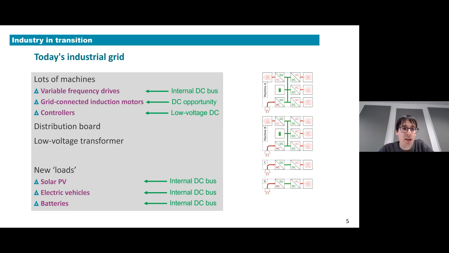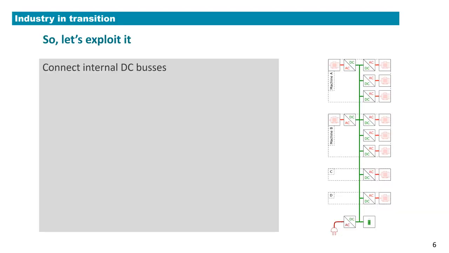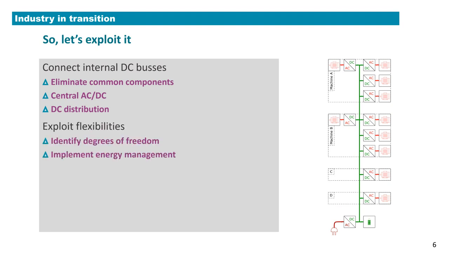And I think you already see the commonalities here, and now have a close look at the picture on the right. Doesn't it make more sense then to just hook up all these devices to a common DC bus? And that's what we try to do. So connect all the internal DC buses, and that eliminates a lot of common components. It means that you can centralize your AC to DC conversion, and it means that you have to distribute your direct current over your factory. But also it means that almost every node, every component which is connected to your grid becomes controllable. Controllable because everything is connected via power electronics, and power electronics need control to be able to operate. So you could implement energy management to exploit the degrees of freedom that you have in the controllable elements in your grid.